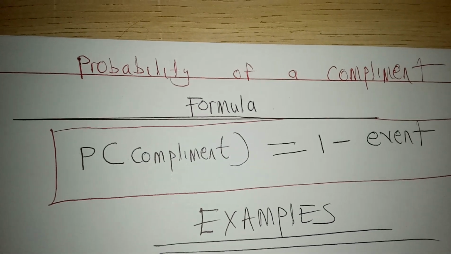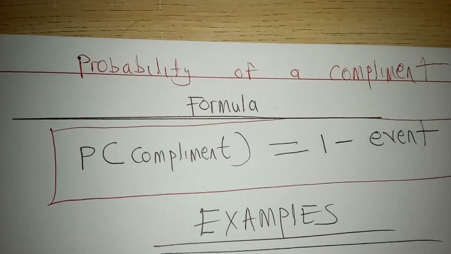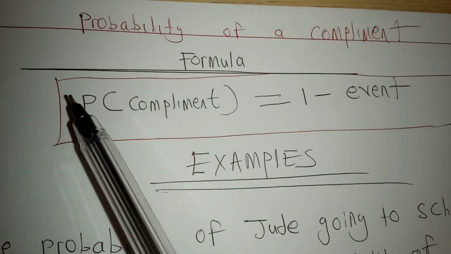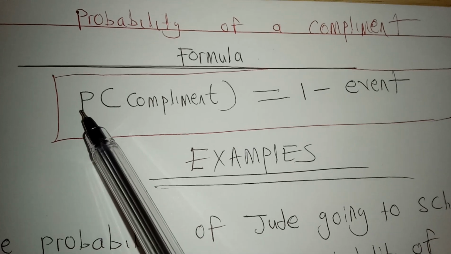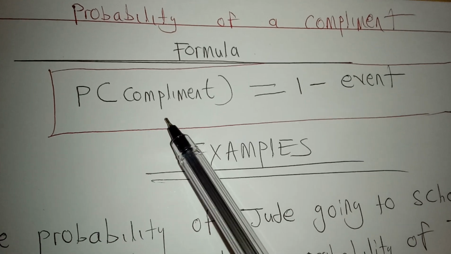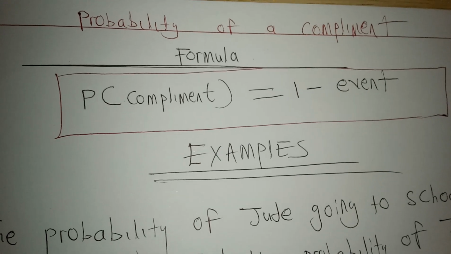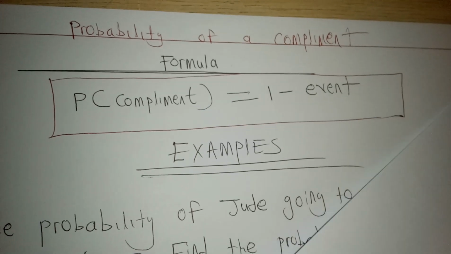In this video, we look at the probability of a complement. We have a formula here. P means probability, so the probability of a complement is equal to 1 minus the event. Let me explain a bit on the formula.